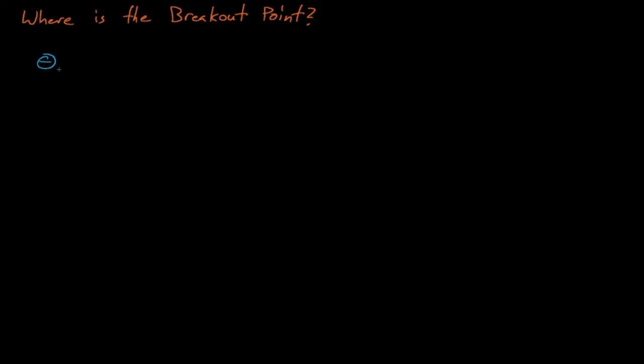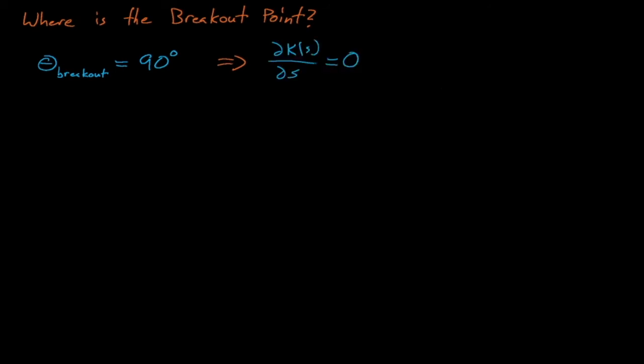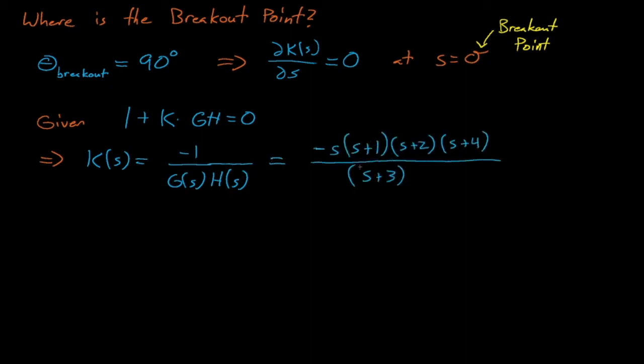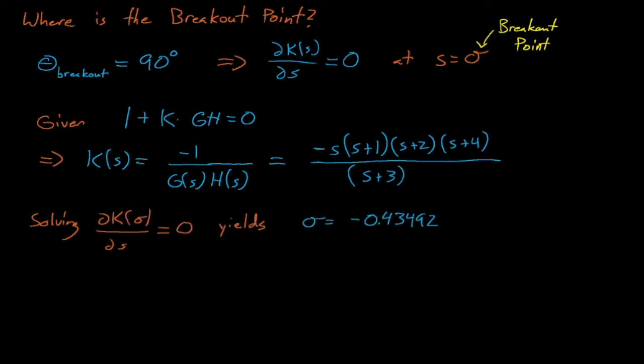Because we know that the angle of the loci at the breakout point must equal 90 degrees, this means that the derivative of k of s with respect to s must equal 0 at the breakout point sigma. Given that our characteristic equation must equal 0, this means that our gain must equal negative 1 divided by GH. Solving for dK/ds equals 0 gives us that sigma must equal negative 0.43492, which, as we expected, is between the s equals 0 and s equals negative 1 poles.